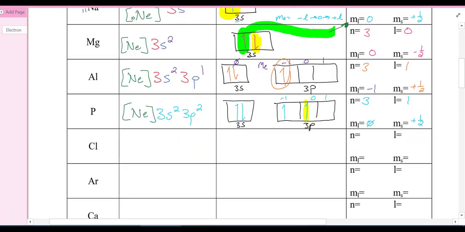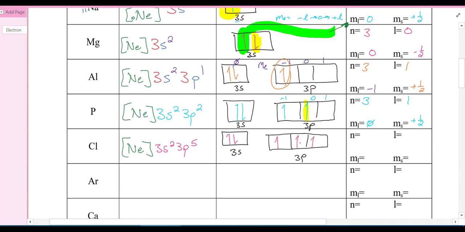Skipping over to chlorine. Still using neon. And then we have 3s2, 3p5. All right, so 3s, 3p. We have up, down, and then up 1, 2, 3, down 4, down 5. This guy. Now, we can probably guess it's going to be very similar to the last electron in phosphorus because it's the same orbital. N is 3, p orbital, L is 1, it's in the middle, 0 for M sub L, but we're down, -1/2. So that's the only difference, the electron spin. It's the same orbital, so it's going to have the same 3 quantum numbers.